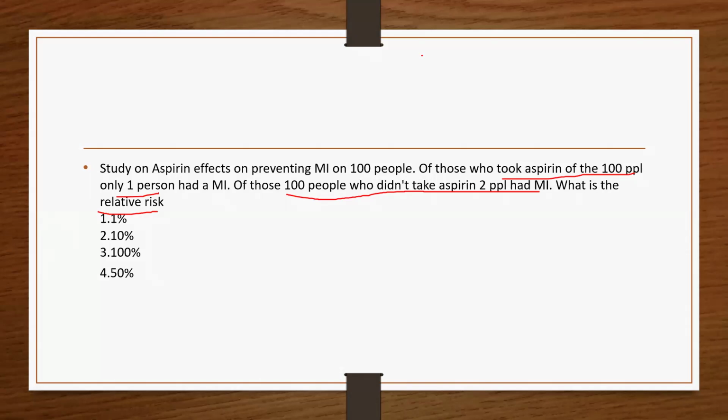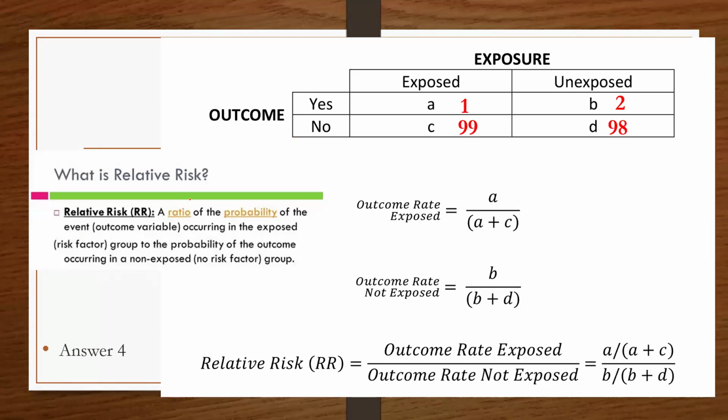Okay, so for this, you need to know how to calculate the relative risk and what relative risk is. So what is relative risk? Relative risk is the ratio of the probability of the event occurring in the exposed group to the probability of the outcome occurring in the non-exposed group.